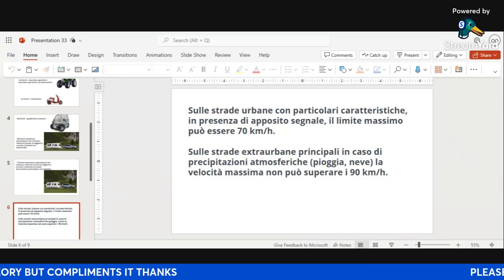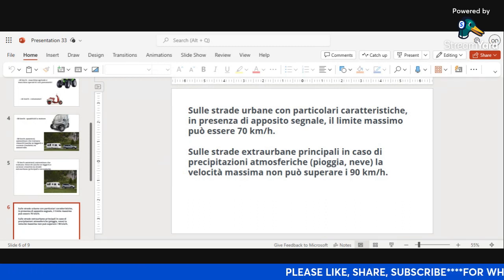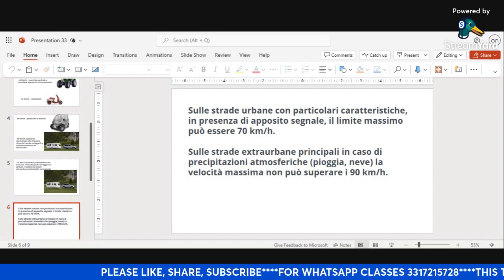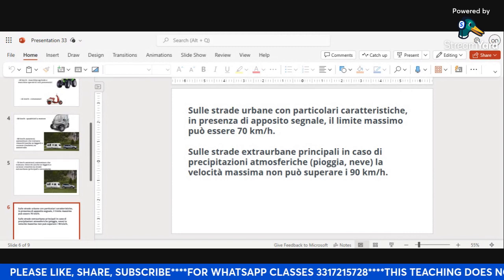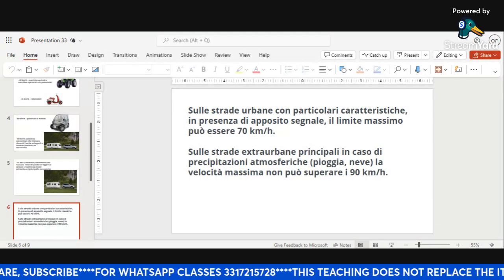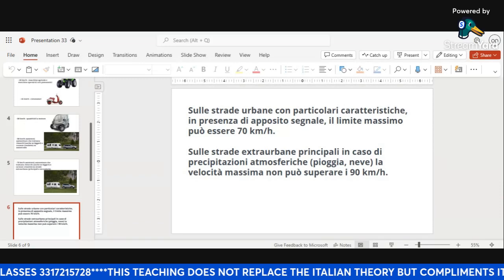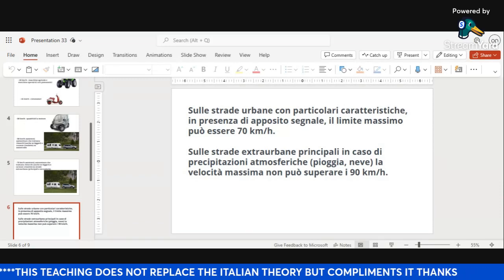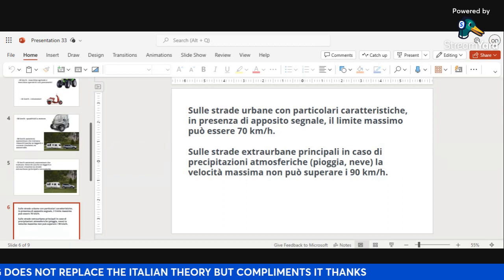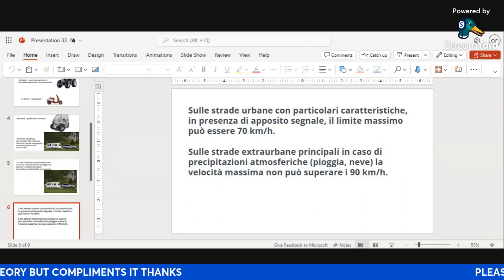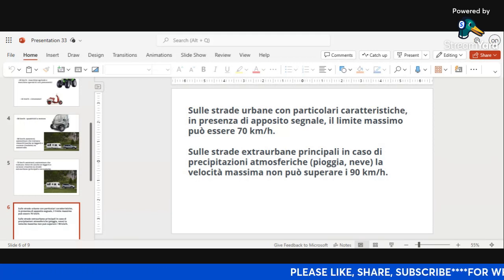"Sulla strada urbana principale, in caso di precipitazioni atmosferiche come pioggia, come neve, la velocità massima non può superare i 90 km per ora." Now, the general speed limit for a strada urbana principale is what again? Let me hear you say. It is 110. Okay, 110 km per hour for a urbana principale.